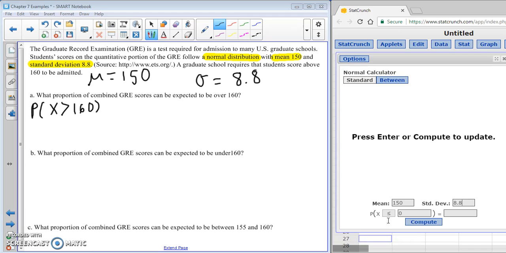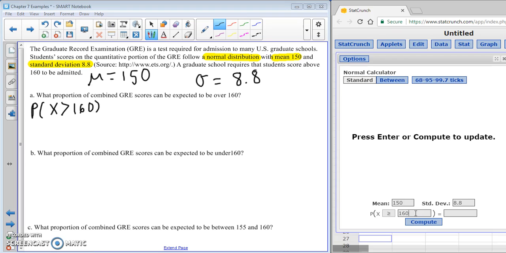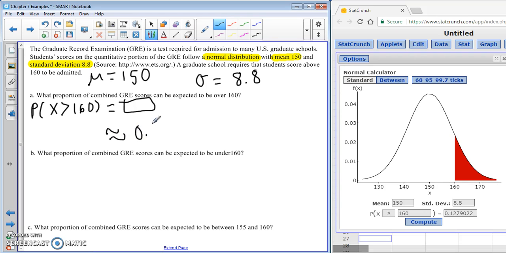And we're going to type in X is greater than or equal to, since greater than is not an option. That's because it's a continuous variable here, and so the probability of exactly that value is 0. So we're going to type in greater than or equal to 160 and hit compute. That's what we're trying to find. So this is approximately equal to 0.1279.